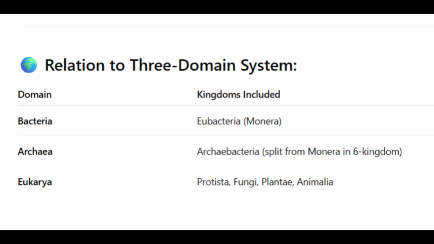Relation to three-domain system. Domain, kingdoms included. Bacteria: eubacteria, Monera. Archaea: archaebacteria, split from Monera in the 6-kingdom system. Eukarya: Protista, fungi, Plantae, Animalia.